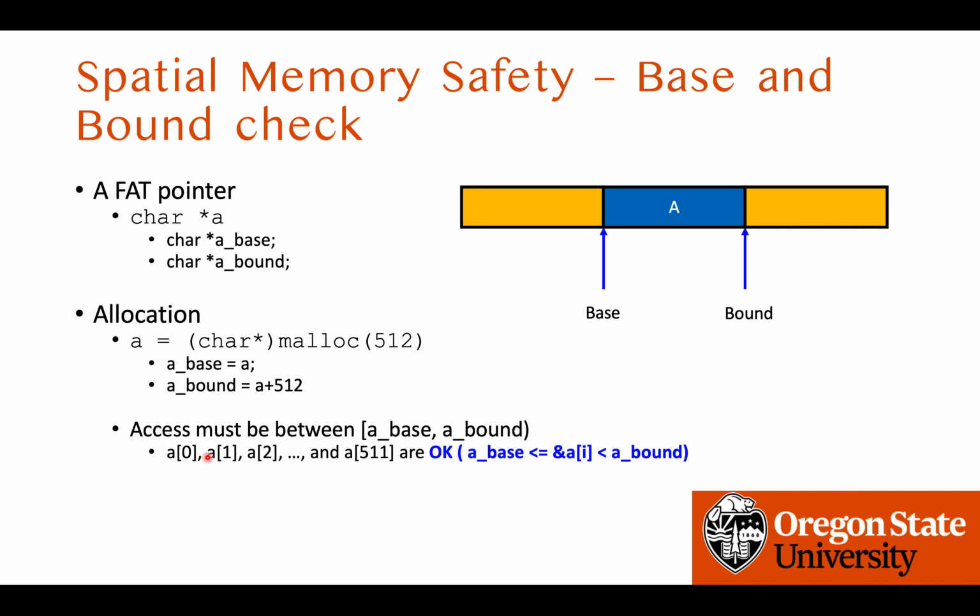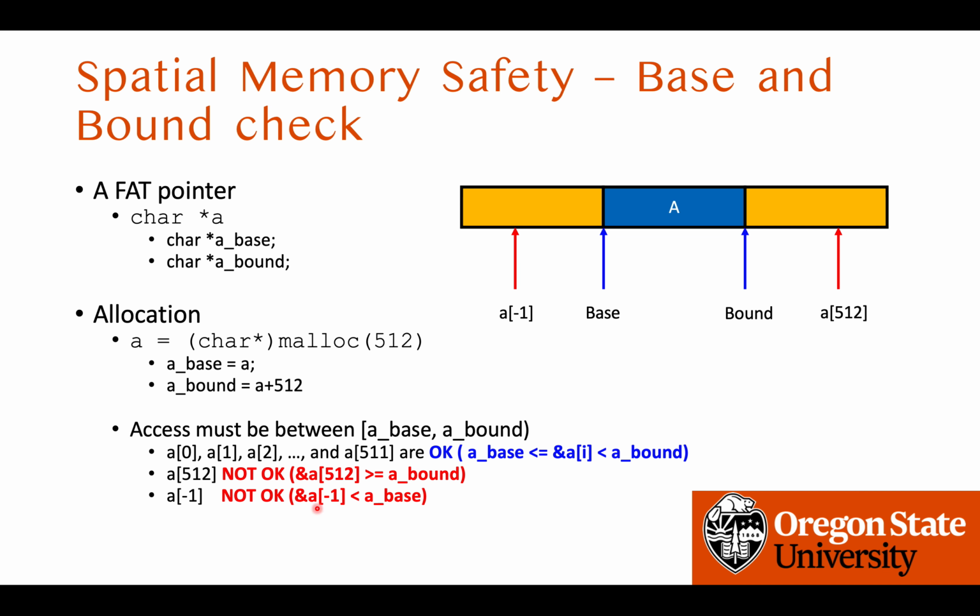For example, if we access A[0], then it will be within the base and bound. And if we access A[1], A[2], or A[i] up to 511, these are all legitimate because they will be within this range. However, if we access A[512], which is 1 byte out of bound of this address region, then taking the index 512, that is bigger than the bound of A, so we can detect and disallow the access.